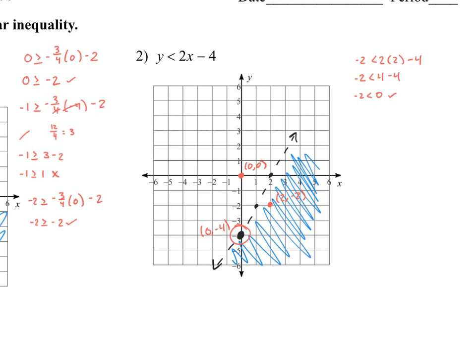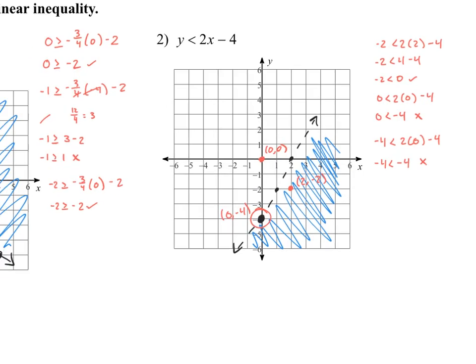Next, I'm going to test my non-shaded area point and make sure that I shouldn't have any shading over there. Okay, 0 is less than -4. That is incorrect. So far, so good. Finally, I'm going to check my point on the line and see if it should be solid or dotted. And I have -4 is less than -4. Since this statement is incorrect, that means I should have a dotted line, and I have graphed my line correctly.